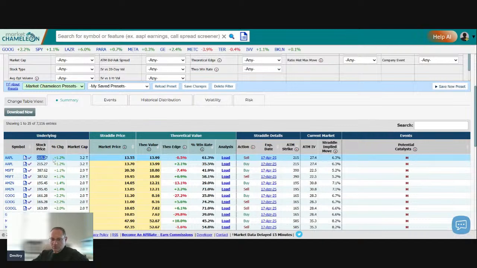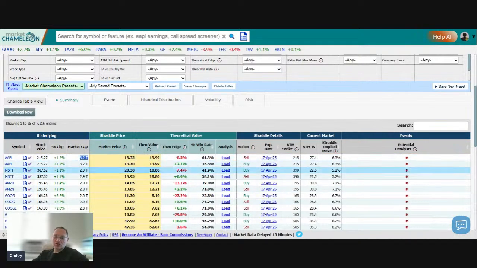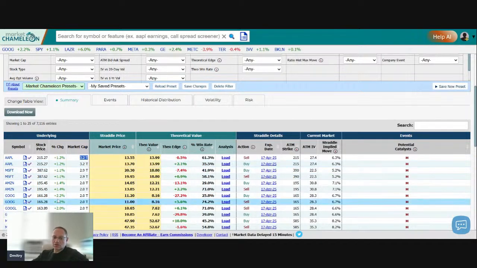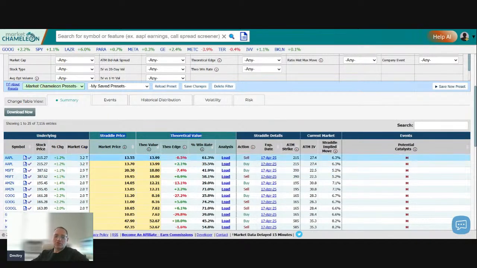So then we see the stock price change, and the market cap. These are all sorted by market cap, highs to lows. If you click on any of these columns, it will resort this table by that column. Over here, we have analytics on the straddle that you're analyzing. So this is the straddle details.